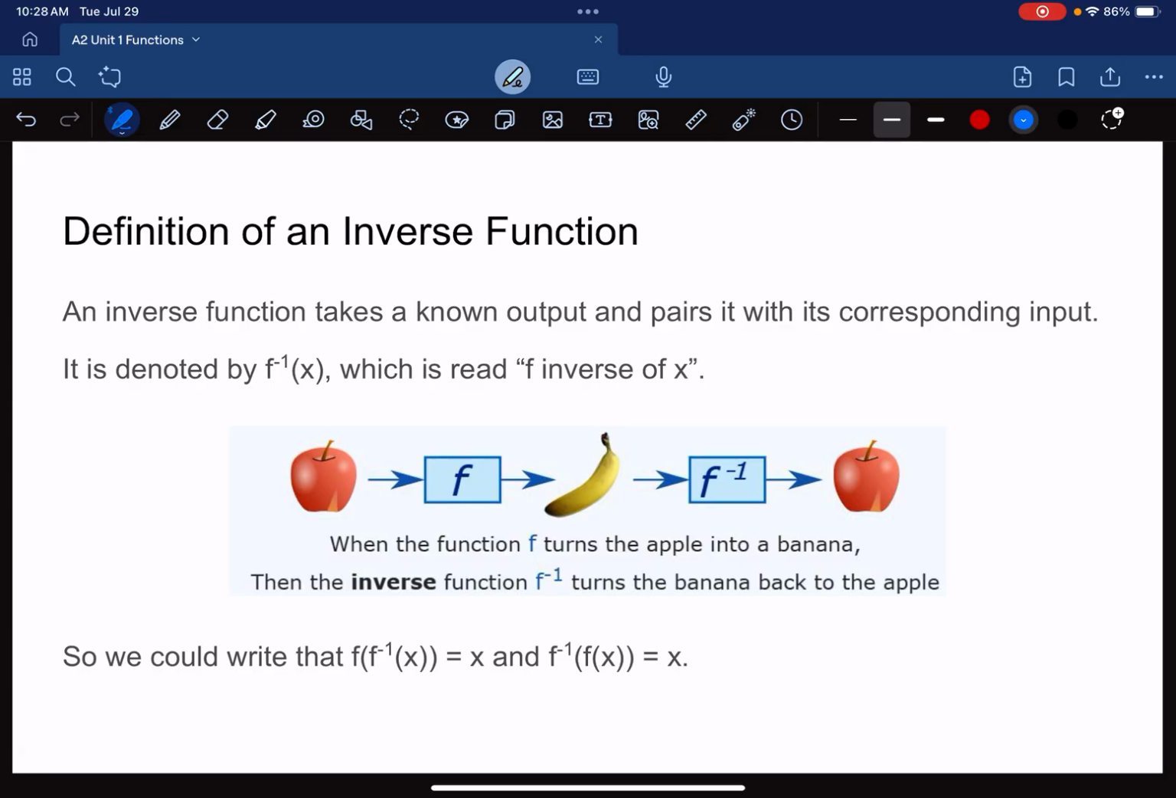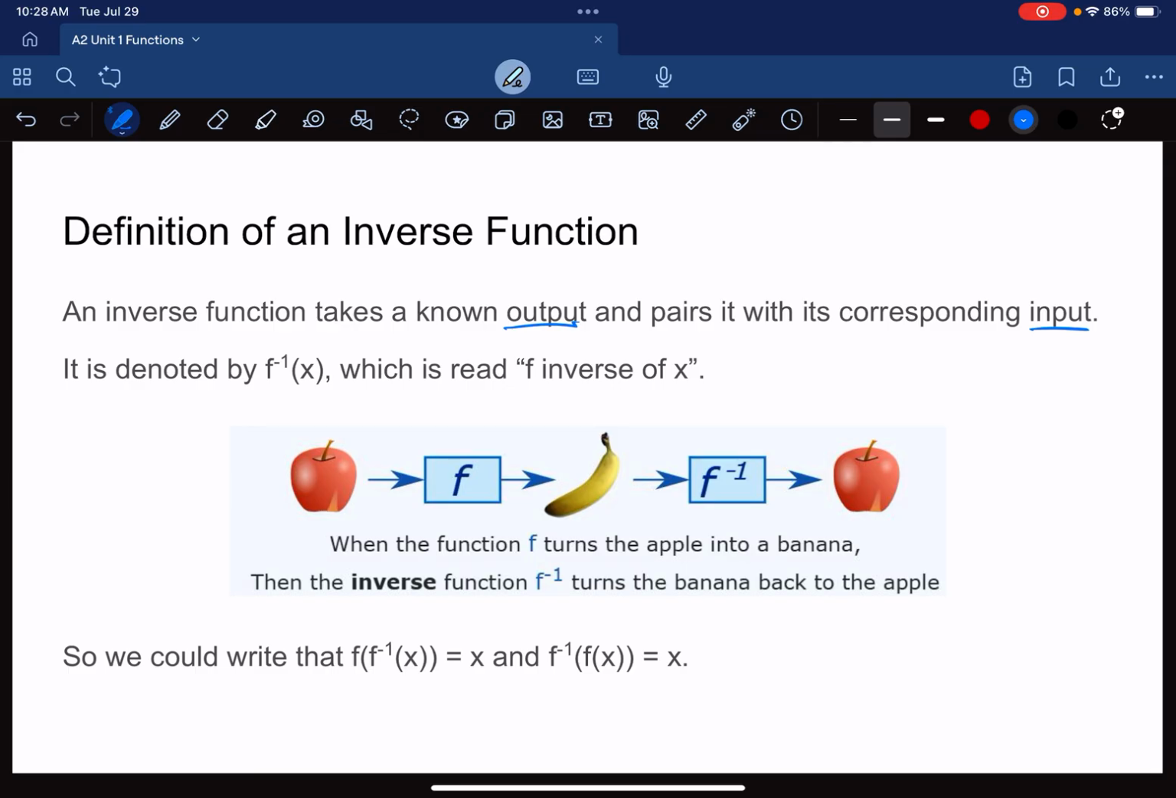Well, the definition of inverse function is it takes a known output and pairs it with its corresponding input. So it's denoted by f, and then this little, it's not a power of negative 1, it's just our notation for f inverse of x, and that's how you read that, f inverse of x. So if like an apple gets put in the function and it turns into a banana, then f inverse would turn the banana back into the apple.